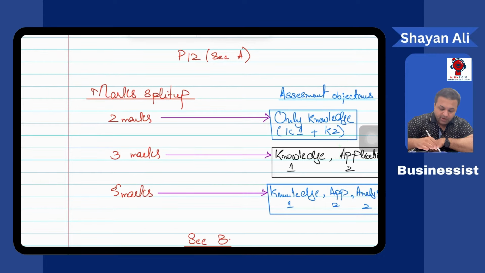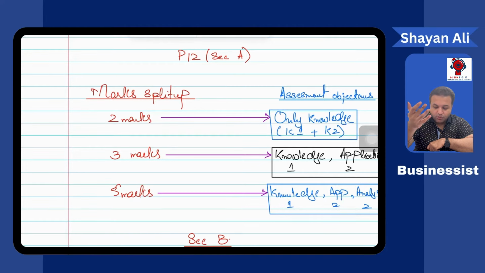Then if it's a 5 marker question, for 5 marks, now you have to apply 3 assessment objectives. In the previous papers, prior to 2023, up till 2022, the marking pattern was different. But from 2023 onwards, we have 3 assessment objectives in the 5 marker. That is, for knowledge you write 1 mark, then application contains 2 marks, then analysis contains 2 marks. So that is how the marks have been split up in section A.